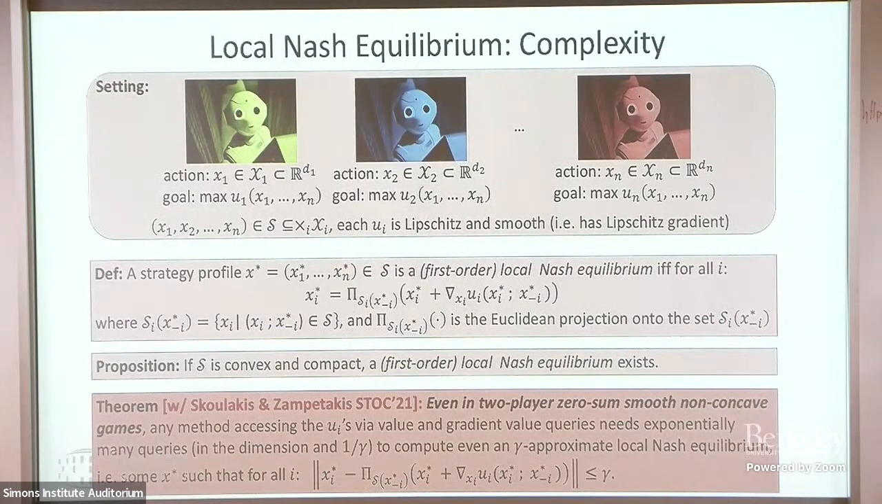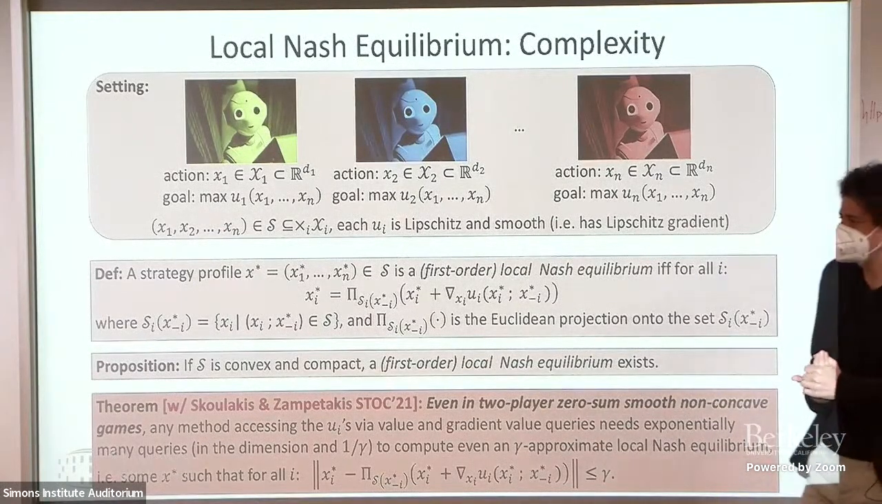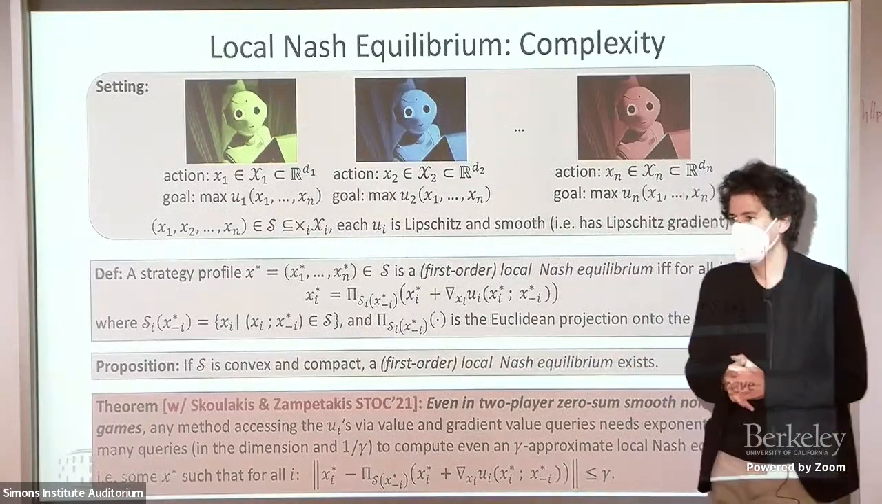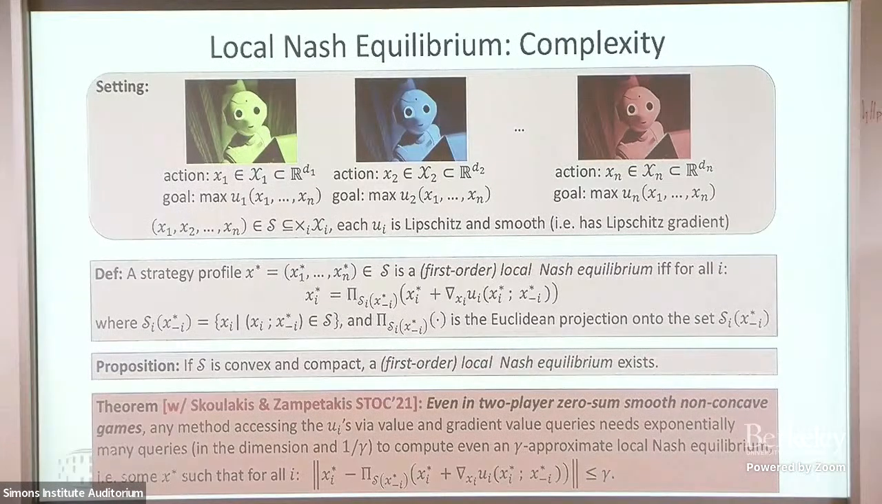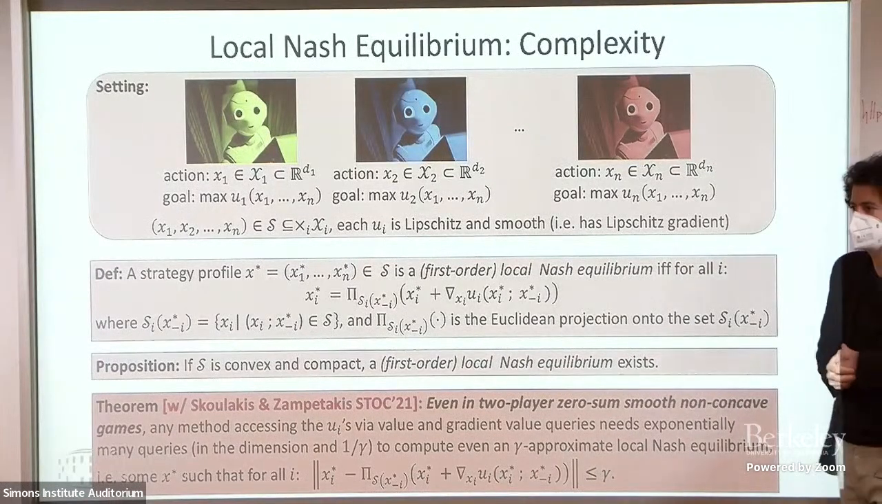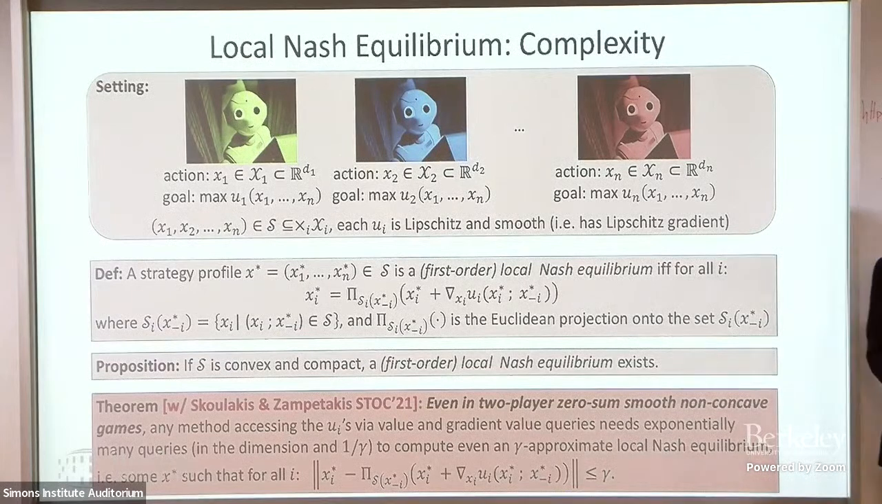The approximation to compute even a gamma approximate equilibrium. Right? So that's an unconditional result. It doesn't depend on any complexity theoretic assumption. If you only access the information with first order queries, you will have to take, in general, exponentially many steps to get to an approximate local first order Nash equilibrium, even if a game is zero sum.